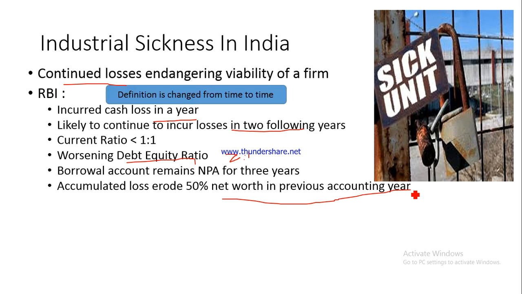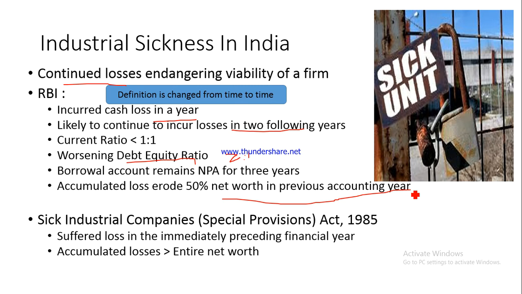Now let us look at the aspect of this change in the definition from time to time. So these definitions keep changing from time to time. So when you are looking at these definitions to categorize the various firms into sick and non-sick, then please look at the latest definitions by RBI and don't go by the definitions of 2016 or 2010 or 2014. Look for the latest definitions and then you can easily categorize whether a particular firm has turned sick.